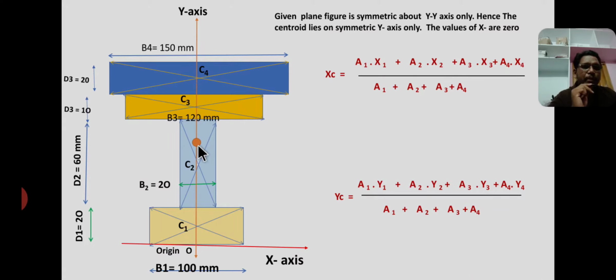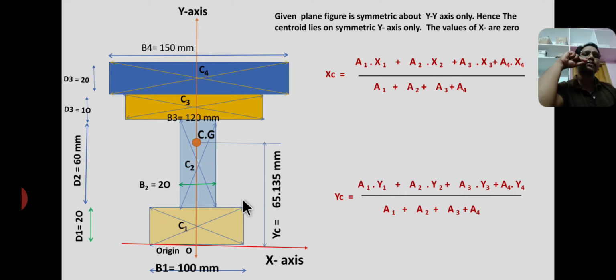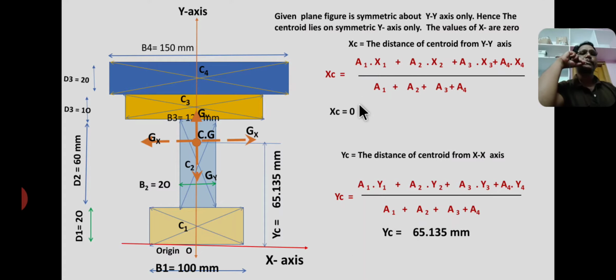CZ is the centroid of the entire I section. CZ means centroid or center of gravity. At a distance of YC from the X axis, that is YC equals 65.135 mm. It is obtained from this general formula. Substitute the values of a1 y1 plus a2 y2 plus a3 y3 plus a4 y4 by a1 plus a2 plus a3 plus a4. The answer is YC equals 65.135. The value of xc equals 0, because the values of x1, x2, x3, x4 are 0, therefore xc equals 0.